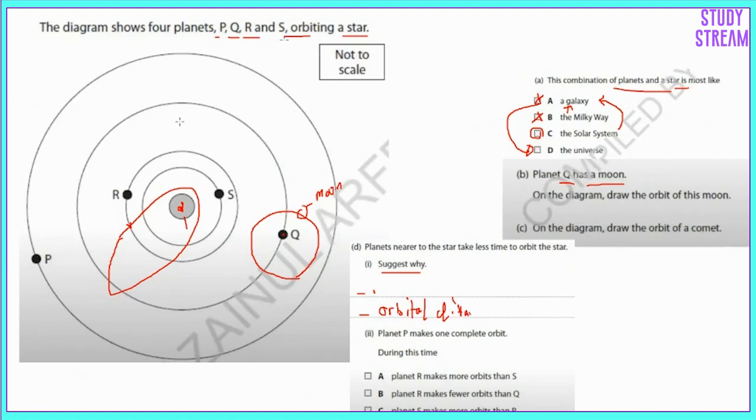So if the orbital distance is less, that means the orbital duration can also be less. Yeah. So less orbital distance and also less orbital duration, and yes, that is maybe due to the high g-force.